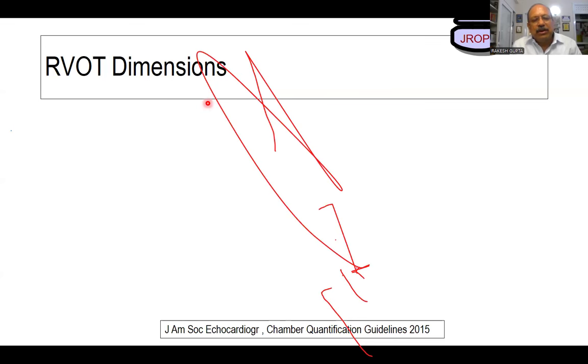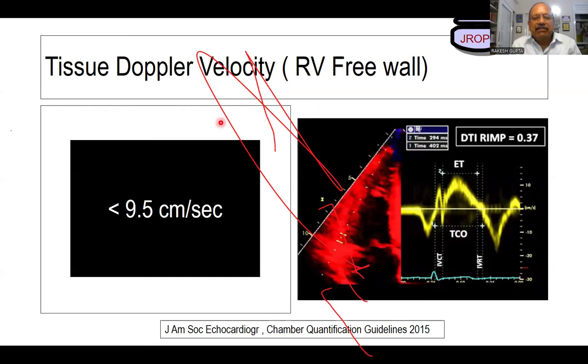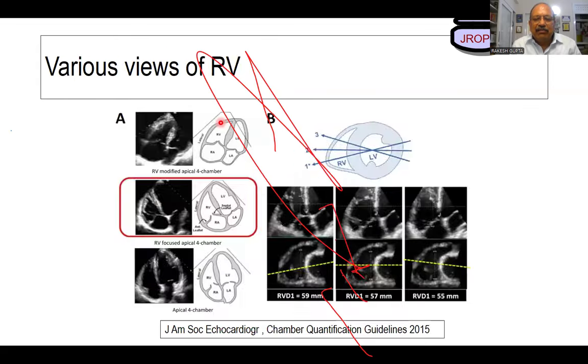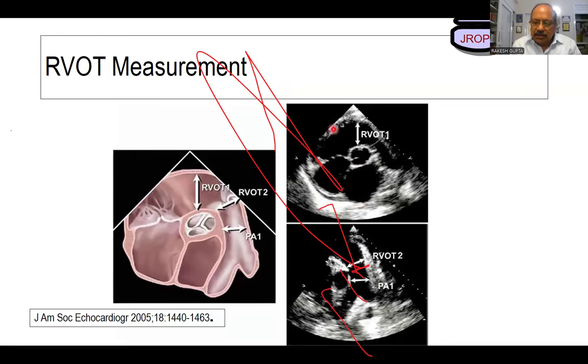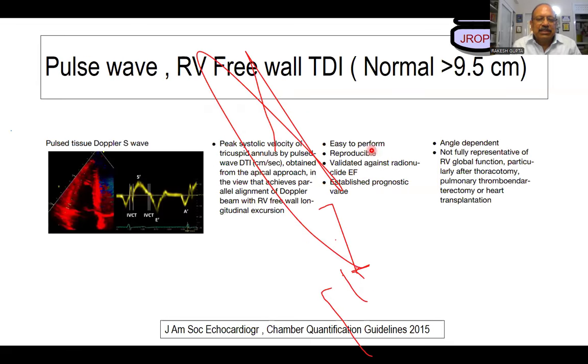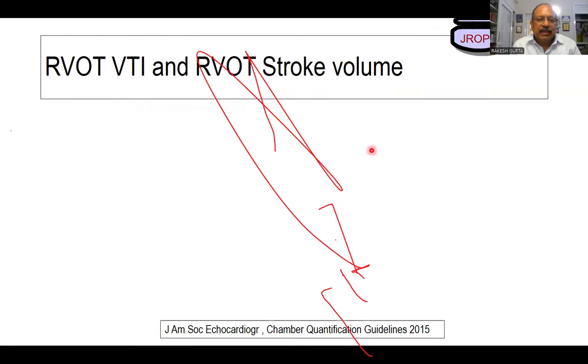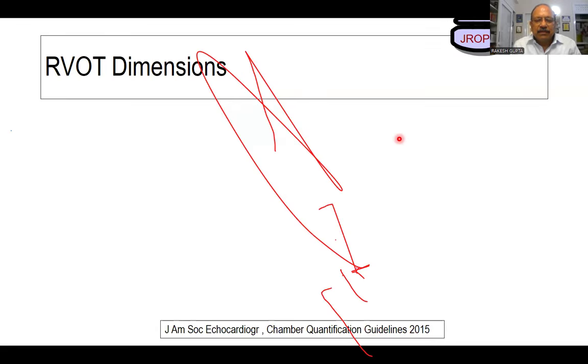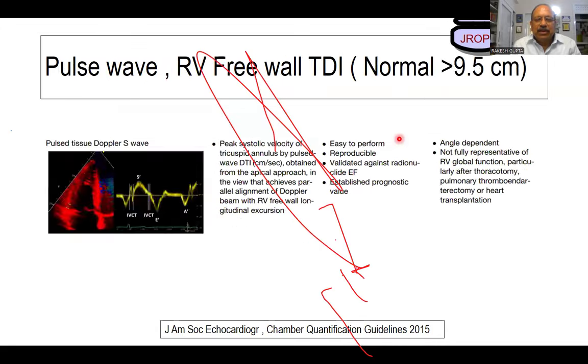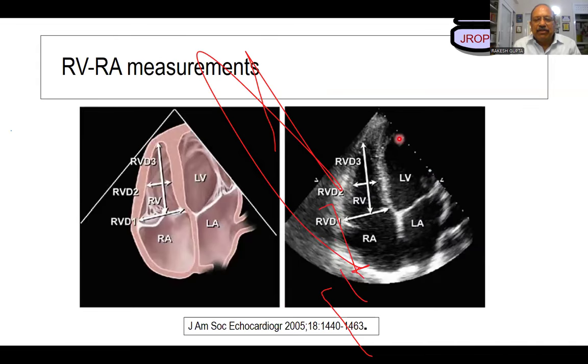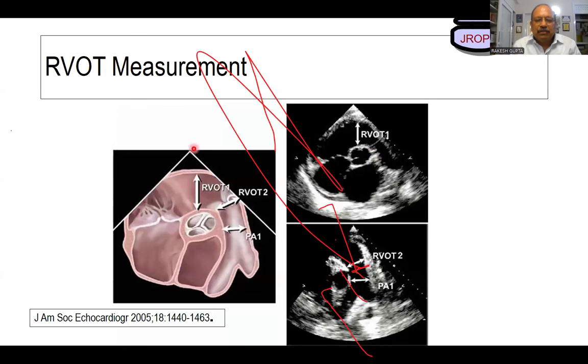Then I talked to you about RVOT dimensions. My RVOT dimensions are at the level of the aortic valve, parasternal short axis view at aortic valve. So what we do get? We need this measurement of RVOT VTI and RVOT stroke volume. So first, let me go to the RVOT dimensions. As I told you, RVOT is of two types. One is proximal RVOT, second is distal RVOT.